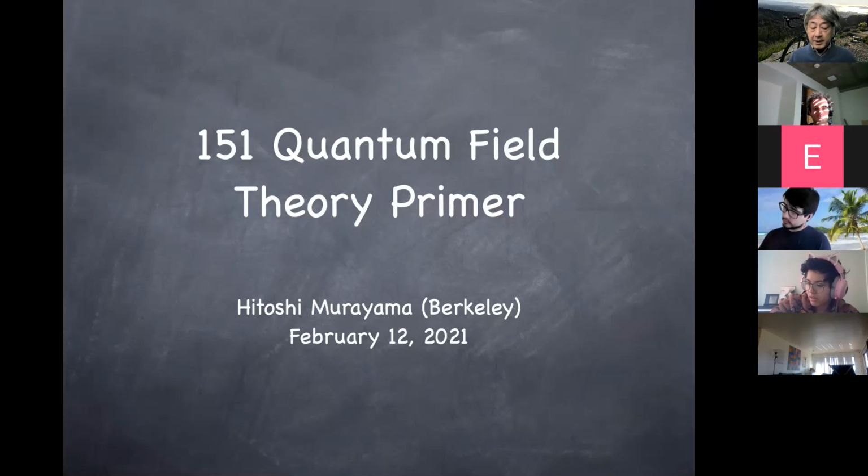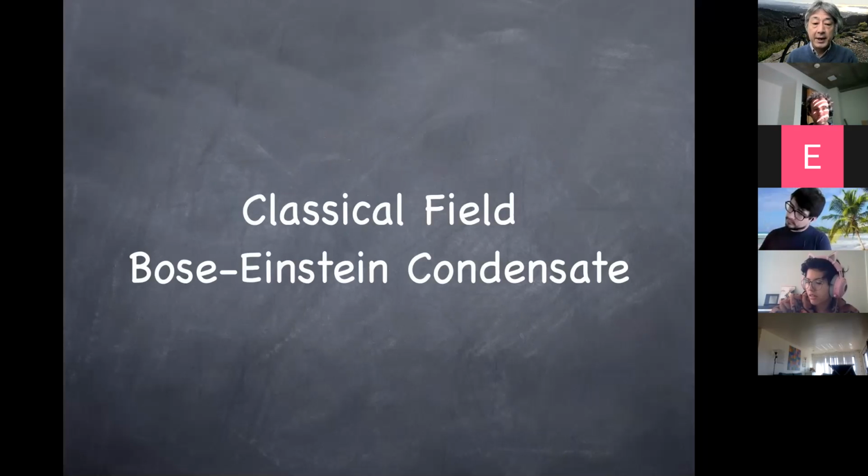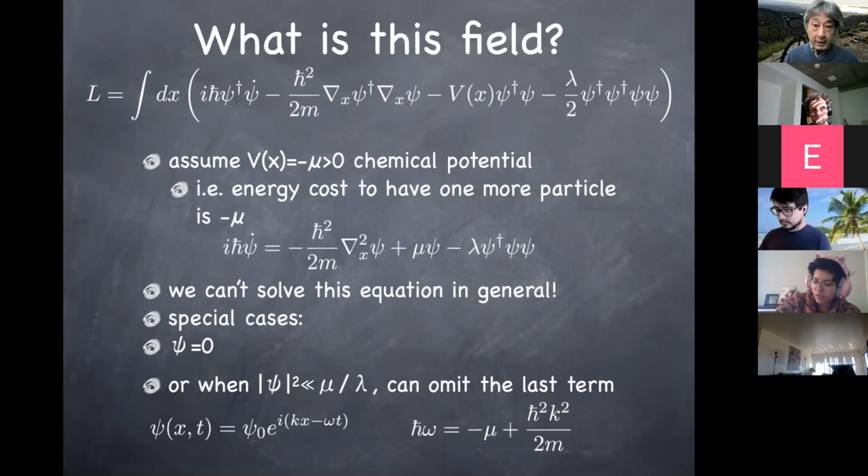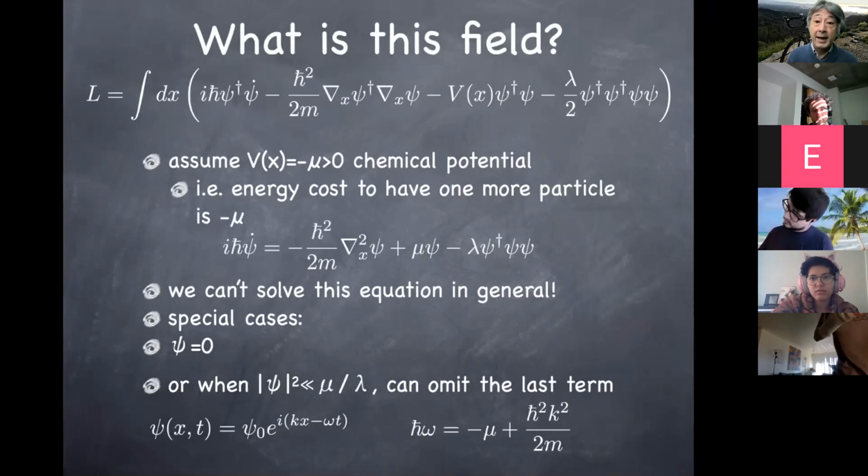Okay, so let us get started with today's lecture. We started to talk about the classical limit of the Schrödinger field theory, which turns out to be a good description of Bose-Einstein condensate. So we had this Lagrangian. You can derive this equation of motion. And we first look at the case when the chemical potential is negative, which is just a constant potential.